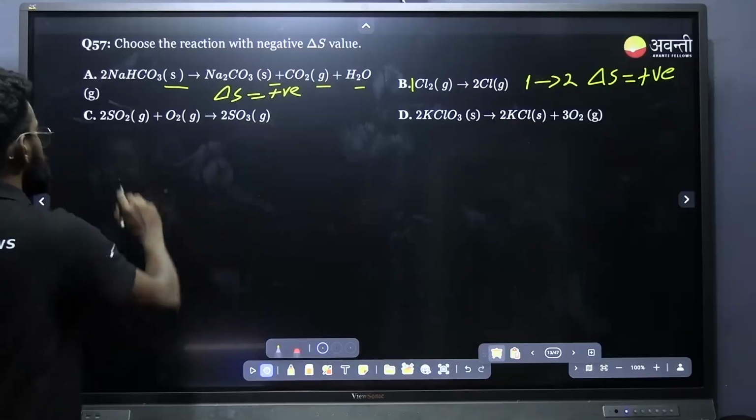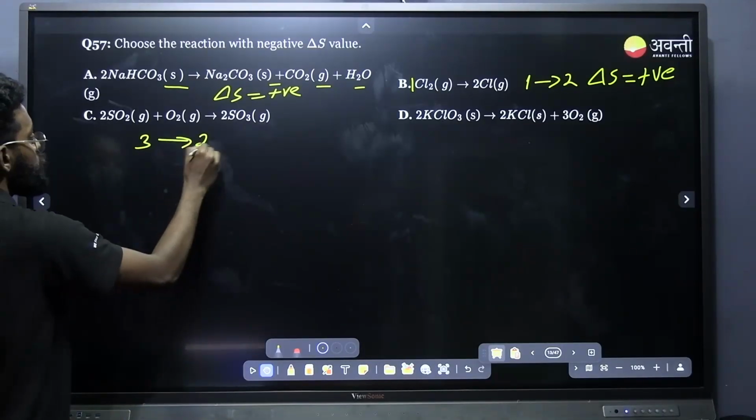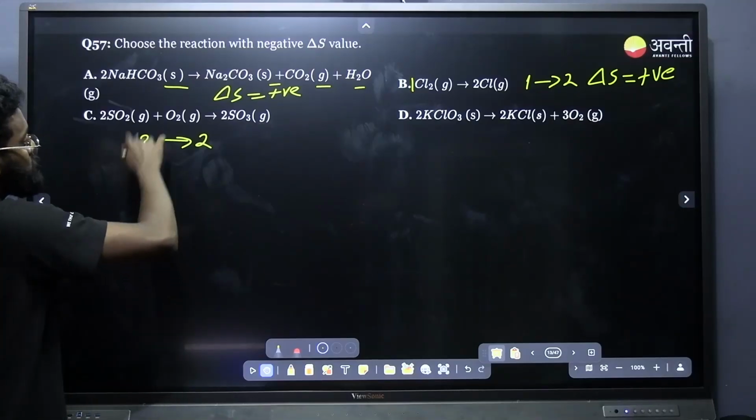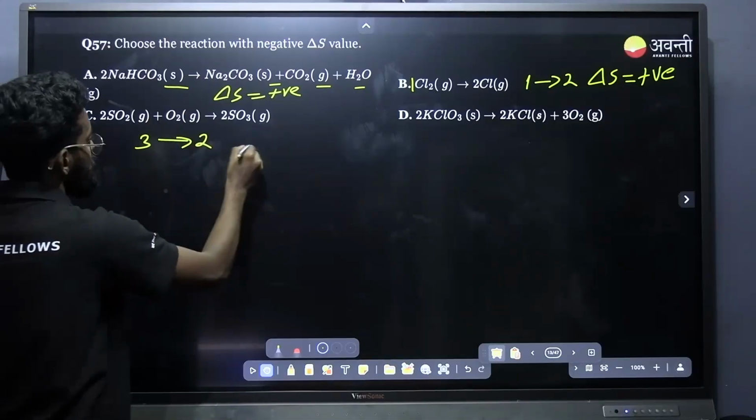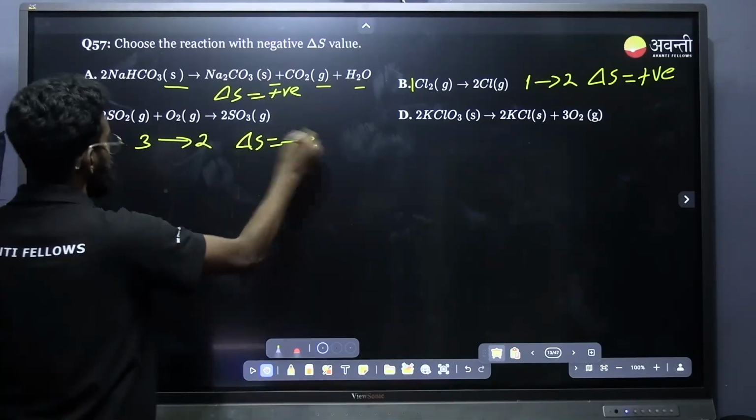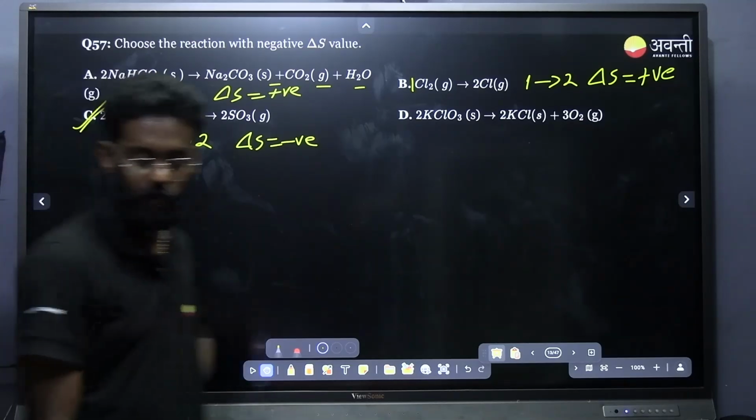Now what about option C? Here all are in gaseous phase, and you can see 2 plus 1, 3 mole of gas is converting into 2 mole of gas, which means the number of moles, everything has been decreasing. As the number of moles decreases, delta S also will decrease. It is negative. So that is going to be our answer. Okay. Hope you got the answer. Is it correct, students? Is it what you got?